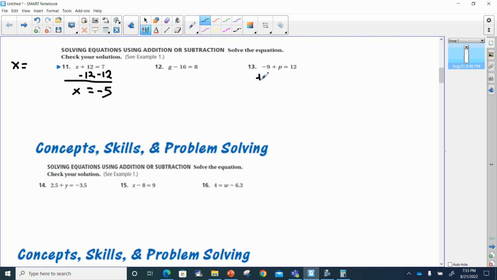Number 13 says -9 plus p equals 12. I'll have to add 9 to get p by itself. Now p is alone. And whatever I add to one side, I have to add to the other side of my equation. So now I have 12 plus 9. 12 plus 9 is going to give me 21. So P must be 21.